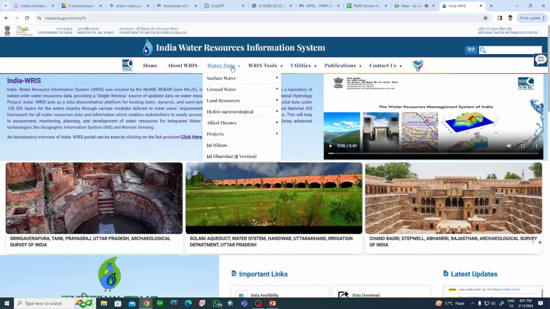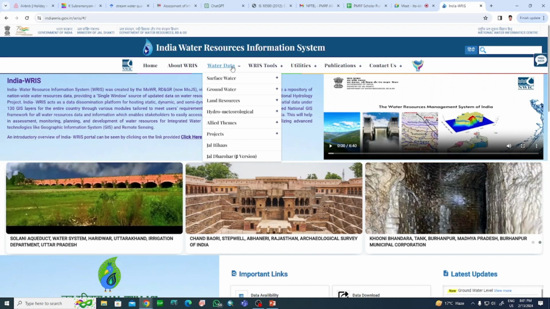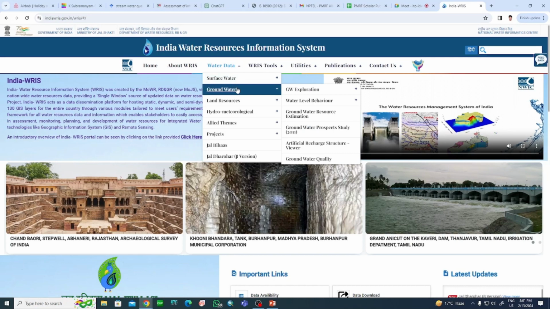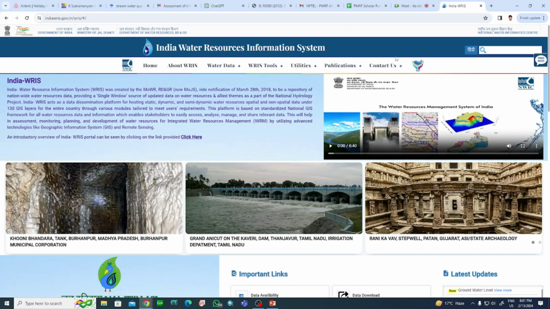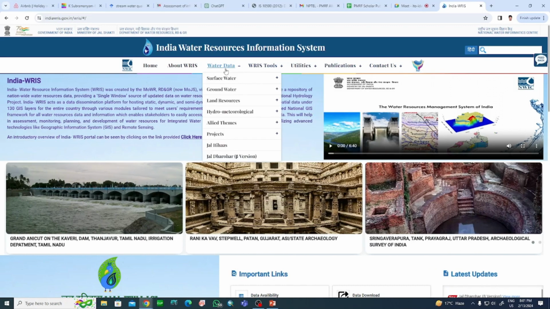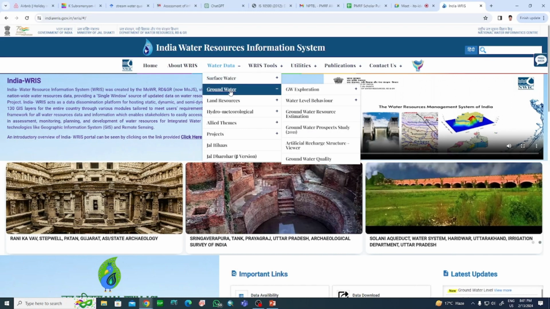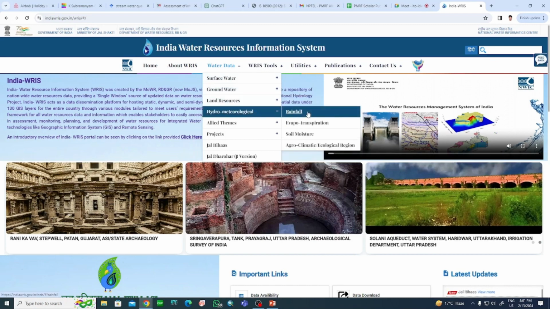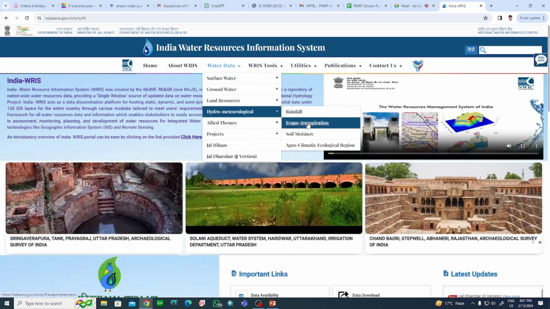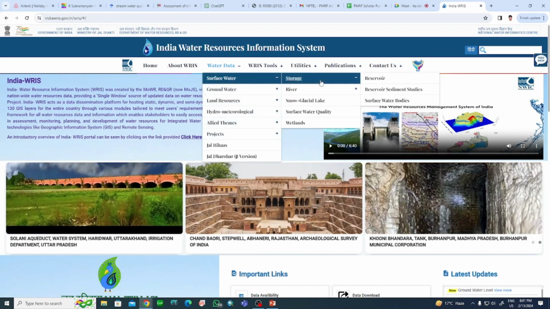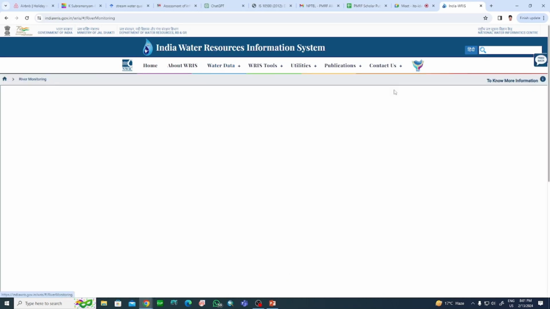It doesn't mean that you will get the entire data, but whatever data may be relevant to your study, you can try. If it is not available on the site, you can request it from their portal itself. There is a contact window as well. Similarly, you can explore groundwater data, rainfall, evaporation, evapotranspiration, and soil moisture data.